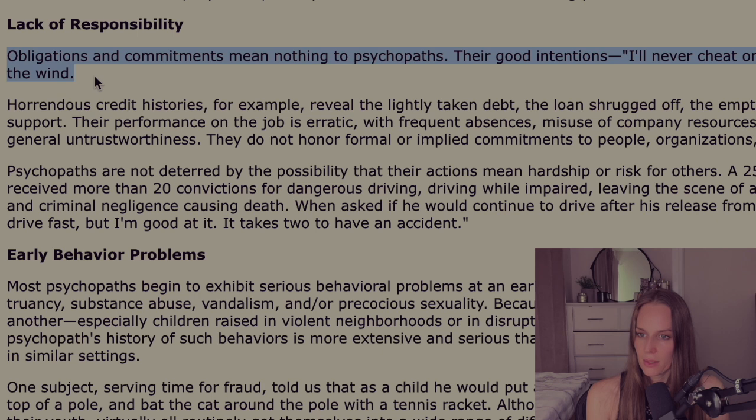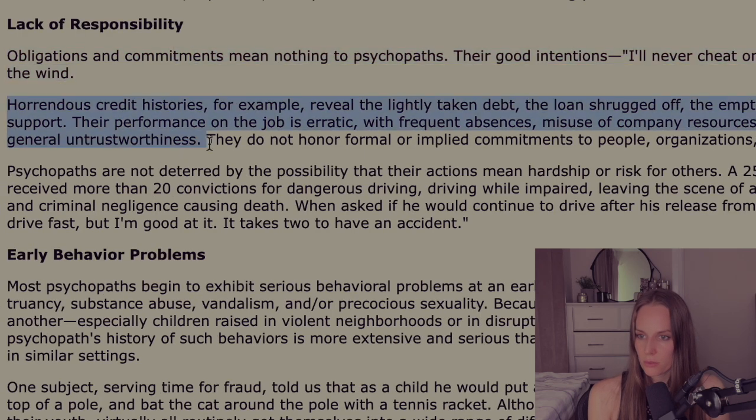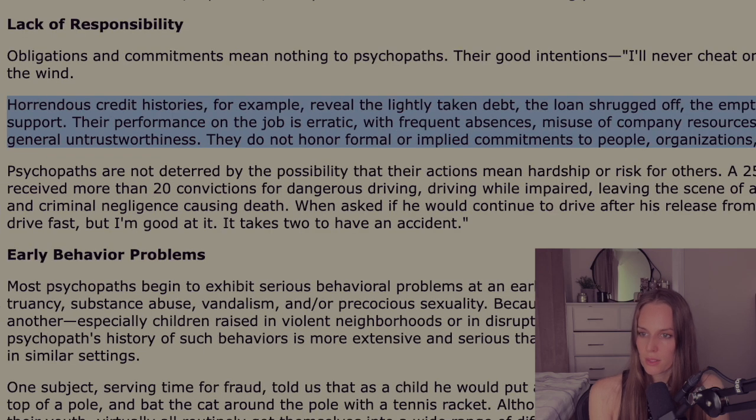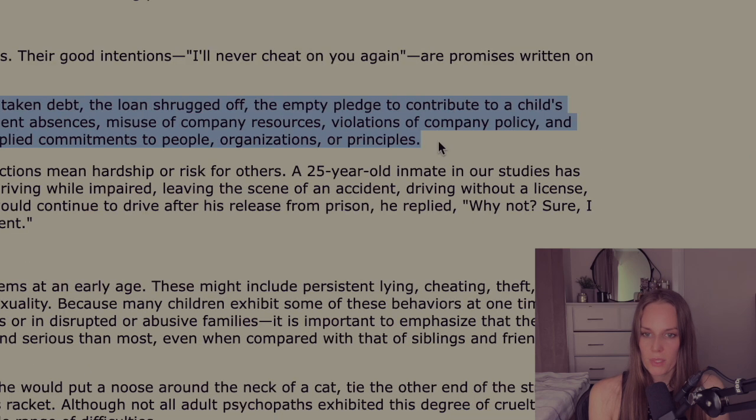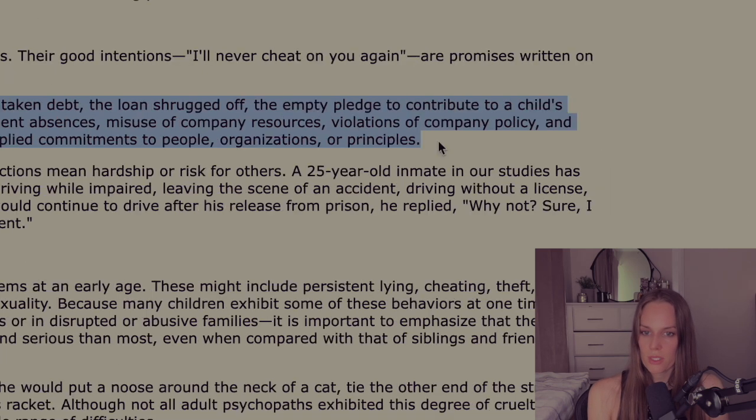Obligations and commitments mean nothing to psychopaths. Their good intentions, "I'll never cheat on you again," are promises written on the wind. Horrendous credit histories, for example, reveal the lightly taken debt, the loan shrugged off, the empty pledge to contribute to a child's support. Their performance on the job is erratic, with frequent absences, misuse of company resources, violations of company policy, and general untrustworthiness. They do not honor formal or implied commitments to people, organizations, or principles.